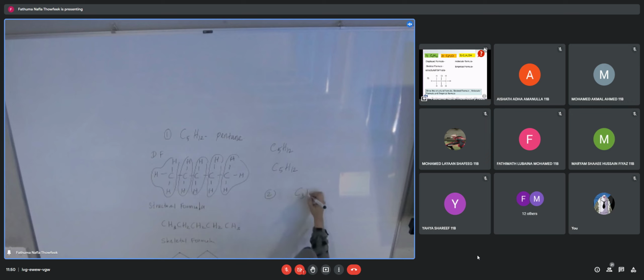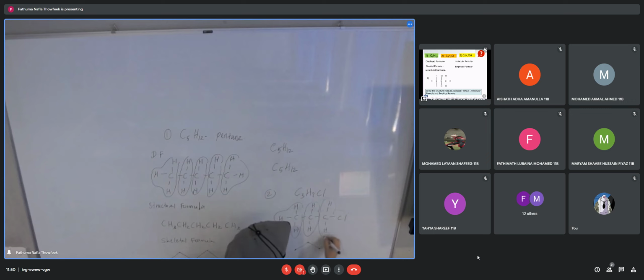It is C3H7Cl. Displayed: 1, 2, 3 carbons. 7 hydrogens. 1, 2, 3, 4, 5, 6, 7. 1 chlorine. And skeletal formula, 3 carbons are there, 1, 2, 3, and the chlorine is here. Skeletal formula and structure part by part, CH3, second part CH2.